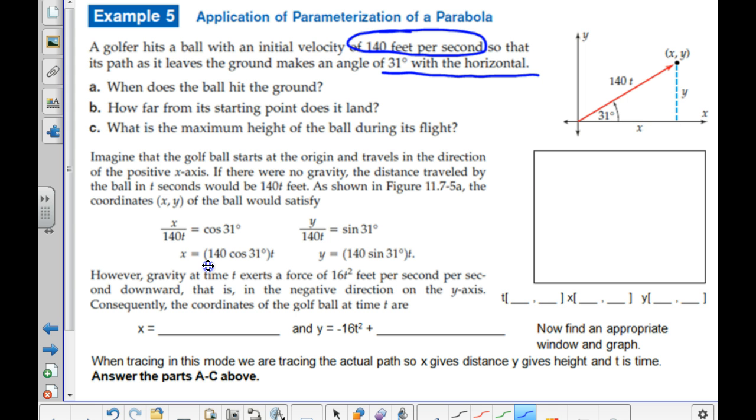Vectors, does this look familiar? 140 cosine 31 and 140 sine 31? Remember the vector components? X equals 140 cosine of 31. Does this look familiar? Y equals 140 sine of 31. Okay?